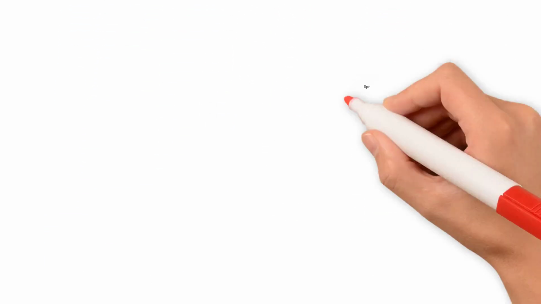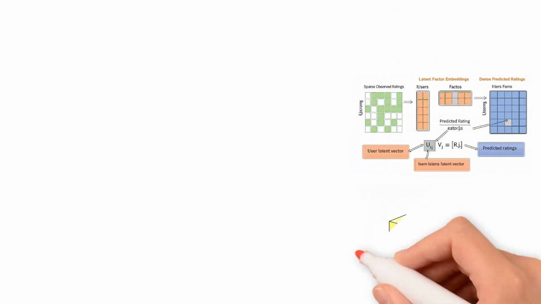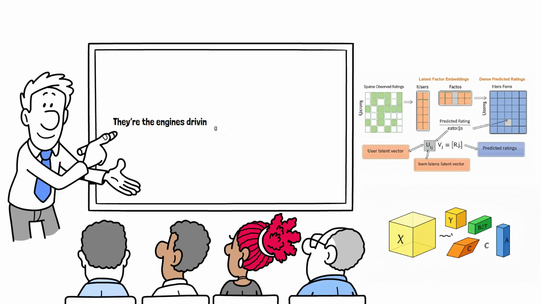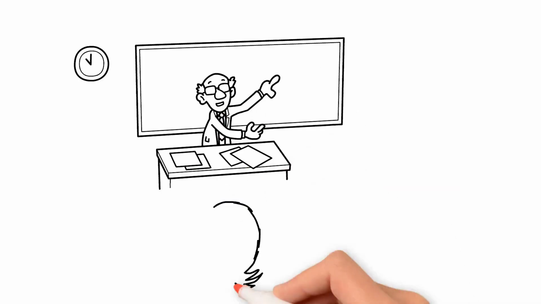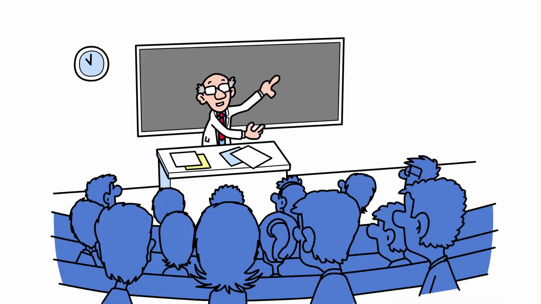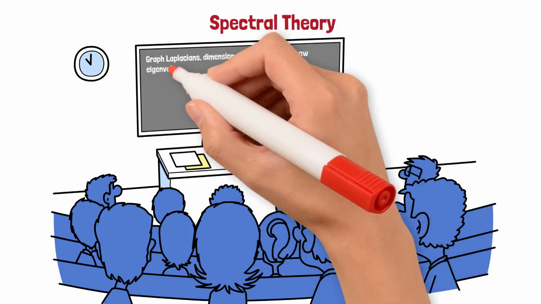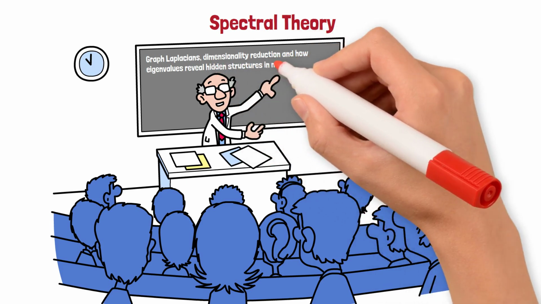So, matrix factorization and tensor decomposition are more than mathematical tricks. They're the engines driving personalization, recommendation, and language understanding in our everyday digital lives. In our next episode, we'll take this even further into spectral theory, exploring graph Laplacians, dimensionality reduction, and how eigenvalues reveal hidden structures in networks and data.